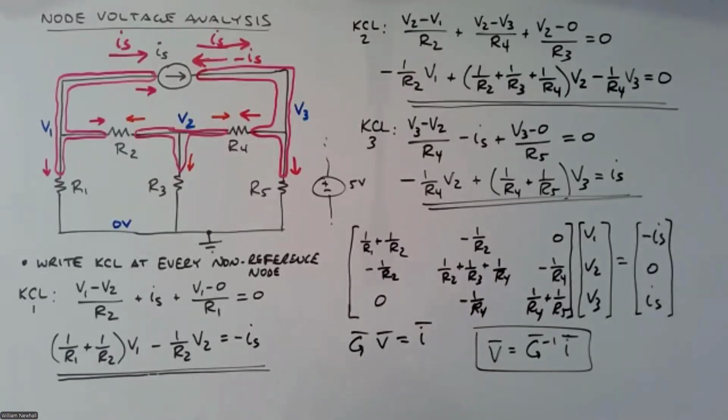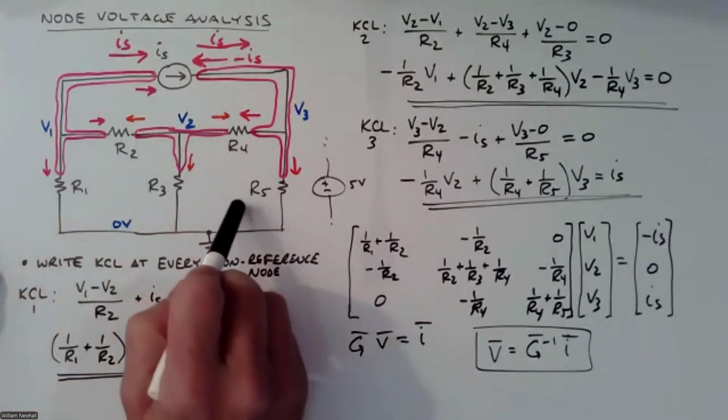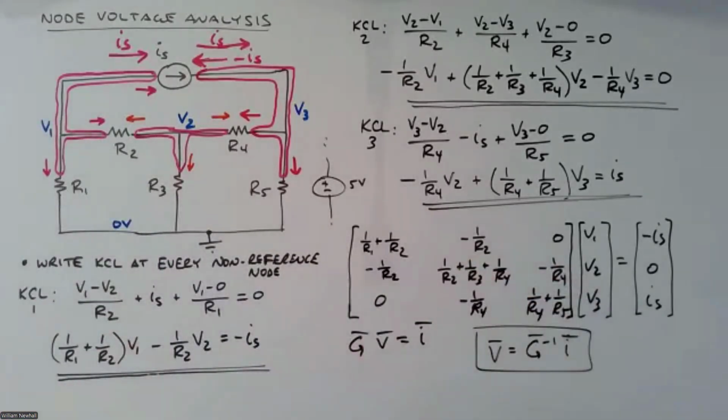So that's how you could handle that voltage source. You will see problems in this class where there's a voltage source connected between ground and some other node, and then you know what that node voltage is. But I'm not going to give you any supernode problems.